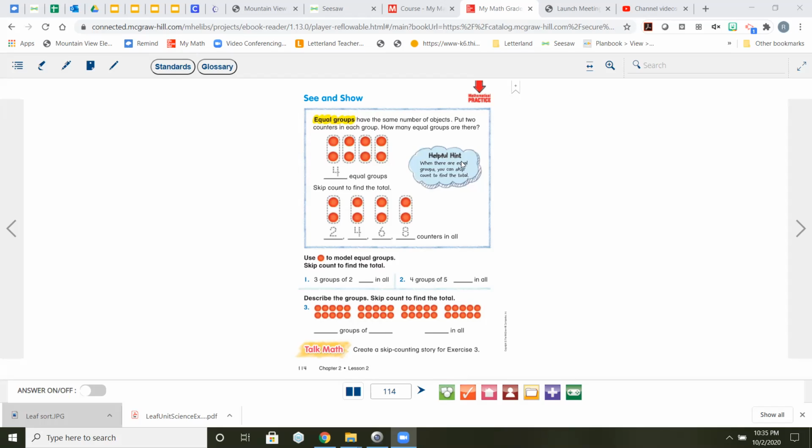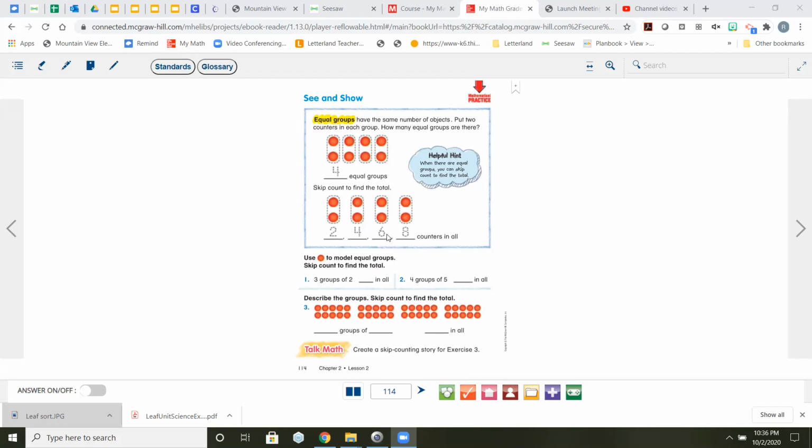Okay, let's go to our helpful hint. When there are equal groups, you can skip count to find the total. So now we're going to skip count to find the total. We know there's 2 in each one of them. So from yesterday's lesson, we know with a skip count going 2, 4, 6, 8. There's 8 counters in all. Counting like that's a lot faster than going 1, 2, 3, 4, 5, 6, 7, 8. We got through a lot quicker when we did our skip counting.